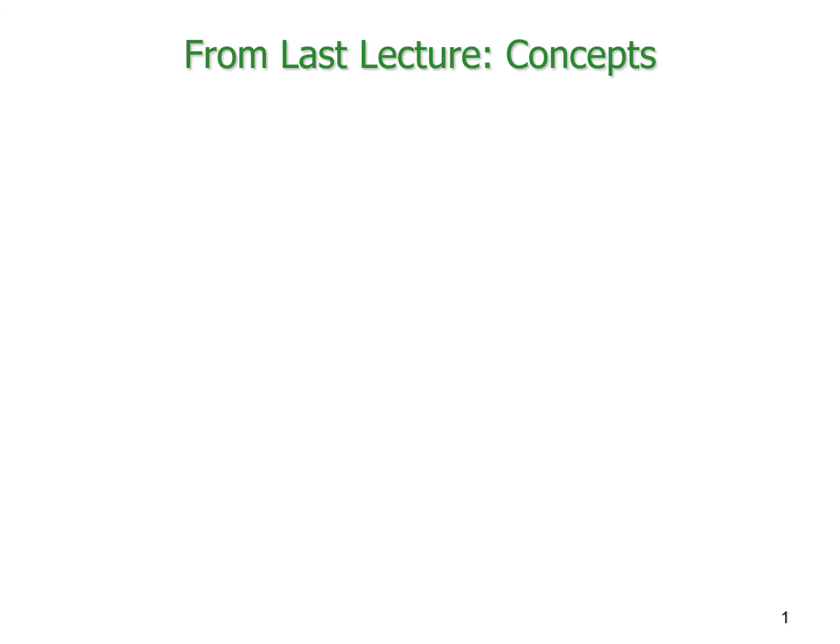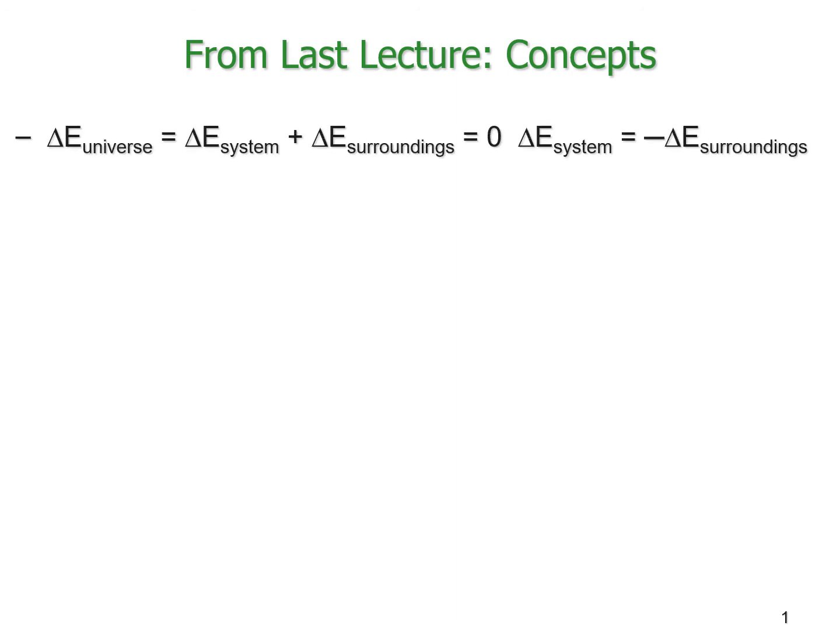From last lecture, we have discussed a lot of concepts, which is quite new for a lot of people. So here I'd like to use this first slide to summarize what we have discussed from the last lecture. First, we understand that there's a system, surroundings, and a universe, and each has their own energy. And according to the first law of thermodynamics, the energy change of the universe, which is delta E of the universe, is equal to 0.